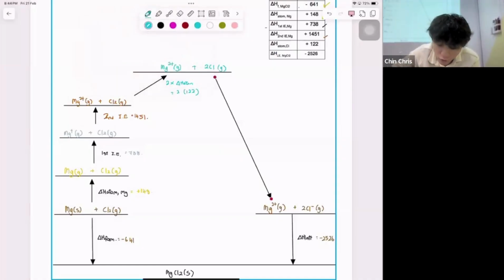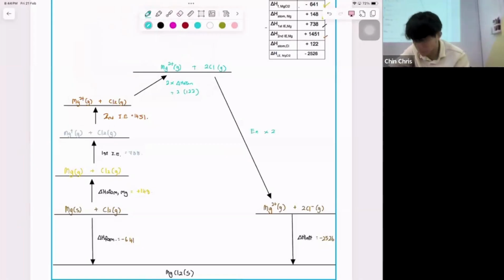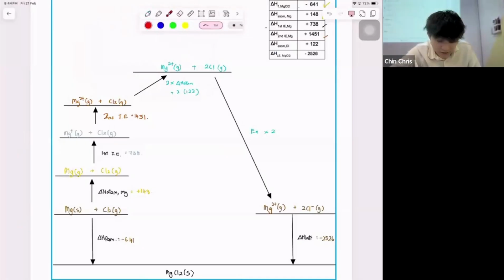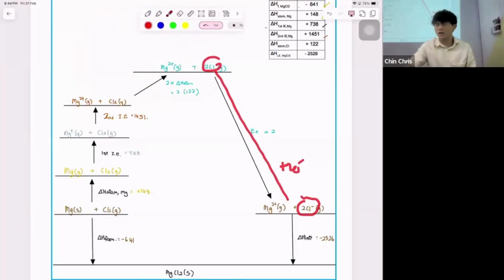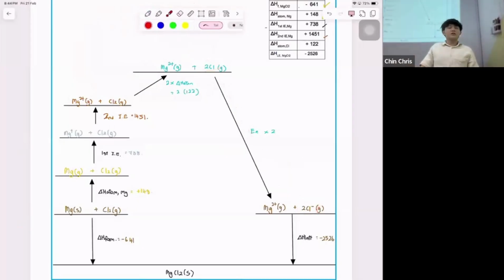What's your answer? So guys, this would be your electron affinity times how much? Times 2. Why? Because 2 moles of Cl turn to 2 moles of Cl minus, so 2 moles of electrons are needed.